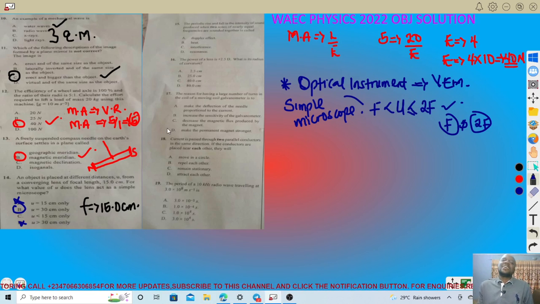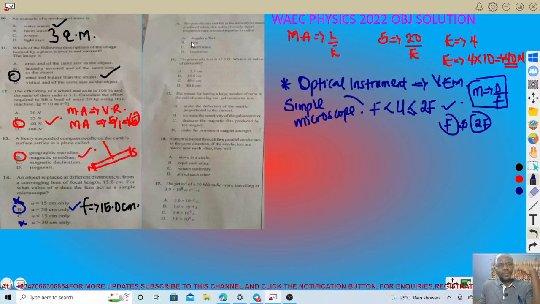This is a technicality question, because a microscope's final image, if you adjust it sometimes, is always at infinity. This is why I changed this one to less than or equal to. In some cases where it is adjusted, it can be equal to twice the focal length. So please note that I'm picking B, and that is the right answer. That's a technical question, and that's kudos to WAEC.